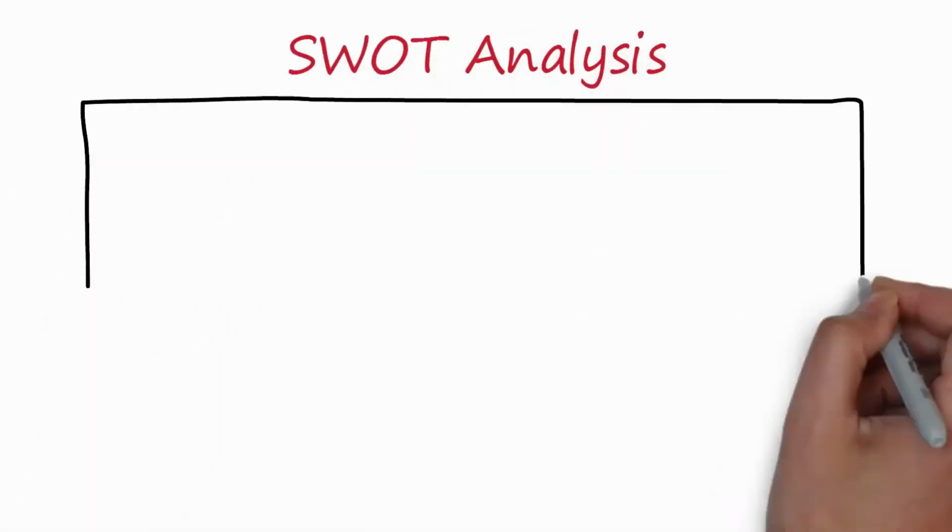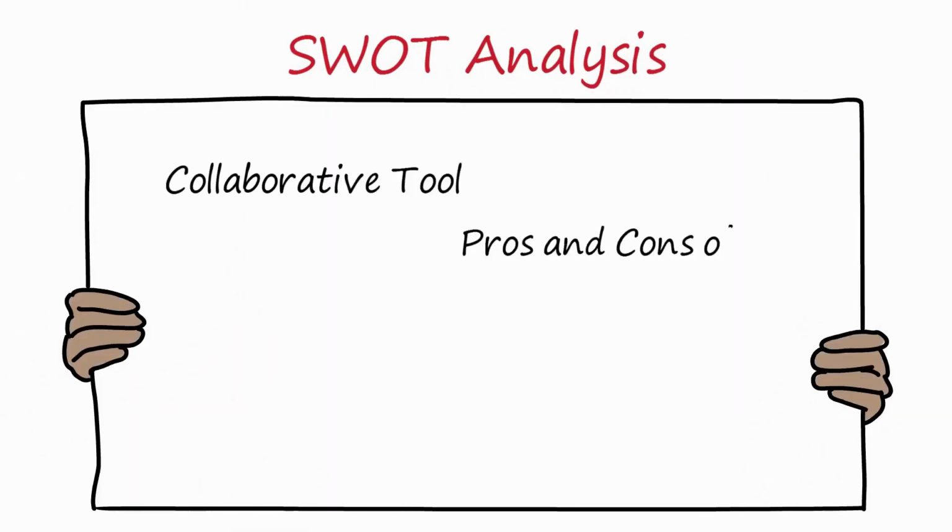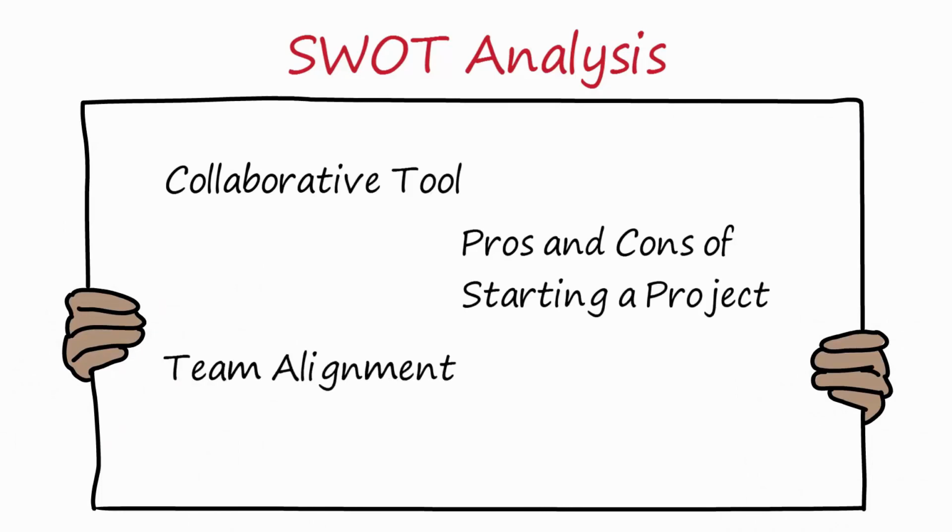Conclusion. The SWOT analysis is a collaborative tool that has to be used regularly to evaluate the pros and cons of starting a project. It is a tool to be used in a team, and it helps to be aligned to a common vision. SWOT analysis is a key tool to develop a business strategy.